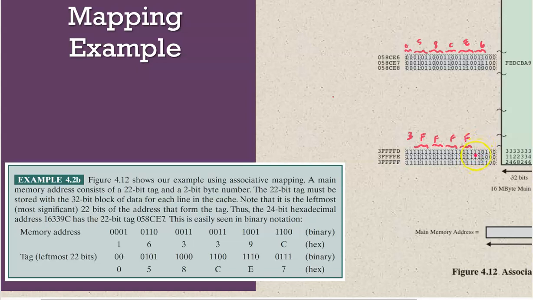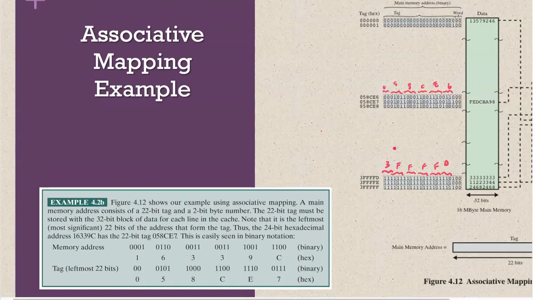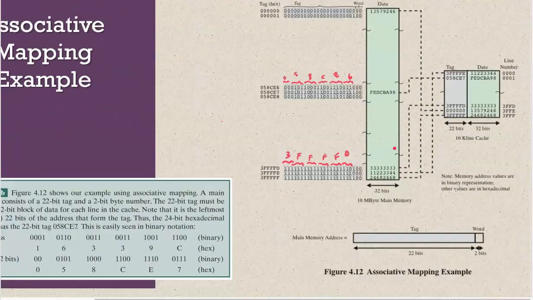And the last 4 bits is 1101. Do you have it here? We don't have it here. But it is going to be a D, because before F is a D, right? F is 1111, so the binary number before that is going to be 1110, which is a D. So 3FFFD. So this is how you read the address for your associative mapping example.